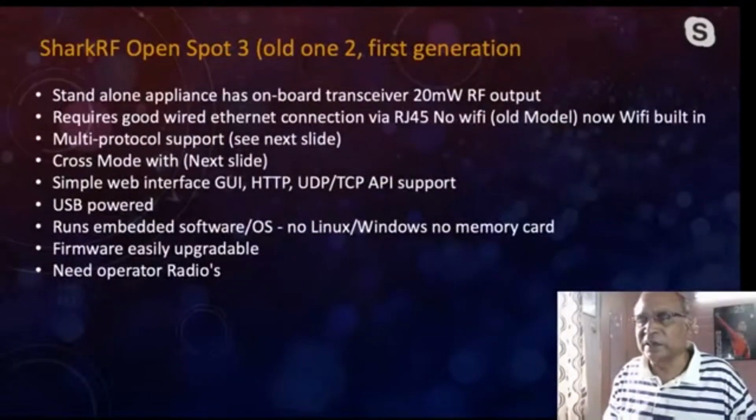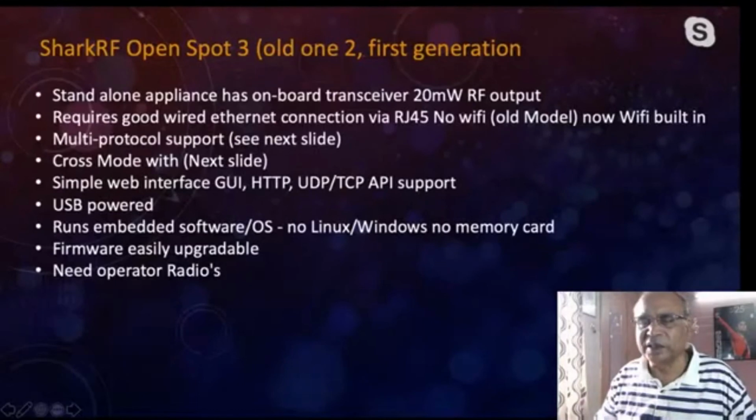Standalone appliance with onboard transceiver, 20 milliwatt RF output. Requires a good wired Ethernet connection via RJ45. No Wi-Fi in the old model, now Wi-Fi is built in. Multi-protocol support. See the next slide for what all it supports. Cross mode is on the next slide.